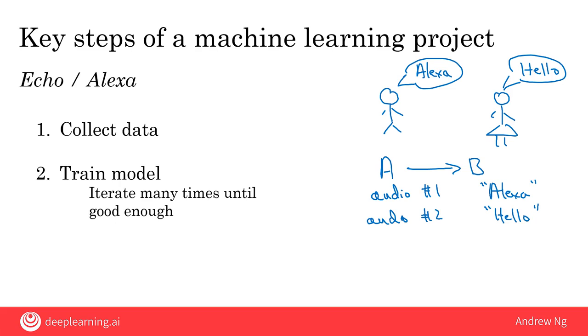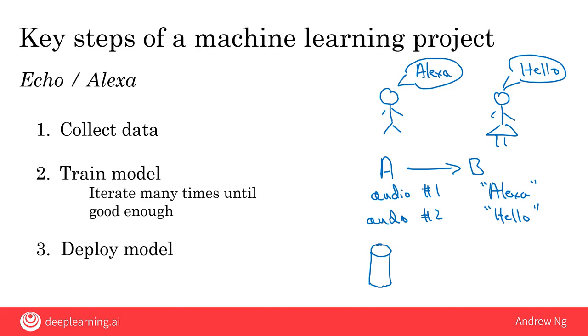The third step is to actually deploy the model. What that means is you put this AI software into an actual smart speaker and ship it either to a small group of test users or to a large group of users. What happens in a lot of AI products is that when you ship it, it starts getting new data and it may not work as well as you had initially hoped.